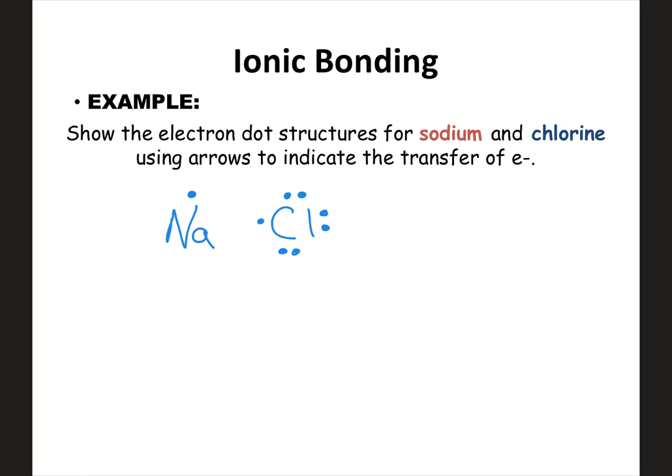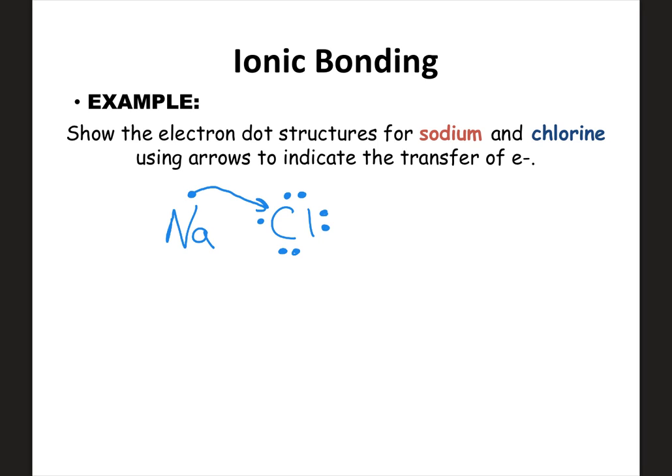All right, it doesn't matter which side. So then you always look at this and say, okay, who wants to lose? Who wants to gain? Just remember here, metals always want to lose, and non-metals want to gain. So in this case, the sodium wants to lose his electron and chlorine wants to gain. You use the arrow to show the transfer, show the ionic bond. So this electron from sodium will go to an empty space there on the chlorine.